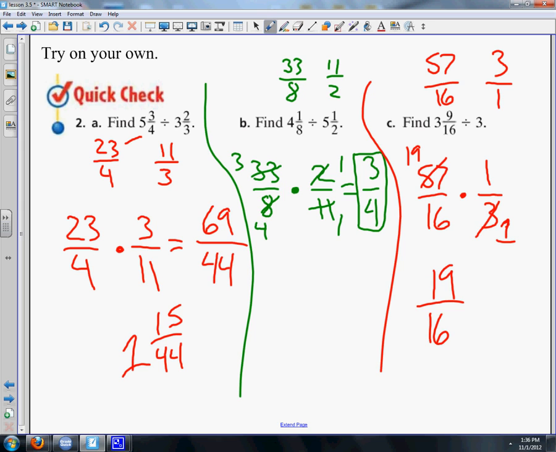If you want to write that as a mixed number, we'll have 1 and 3/16.